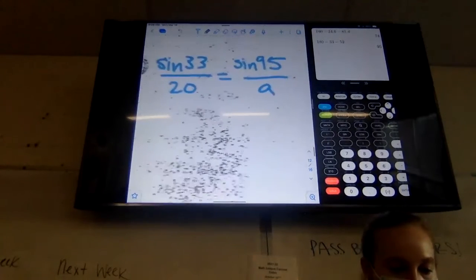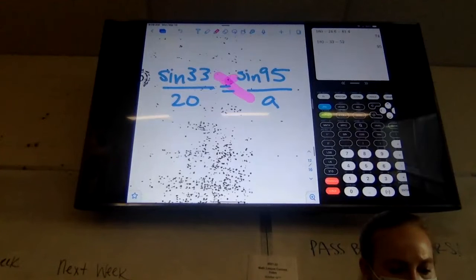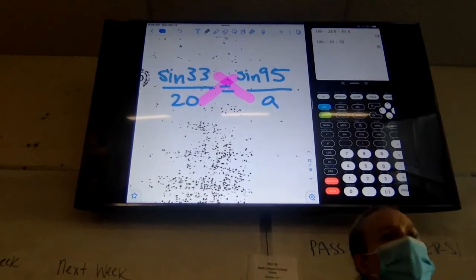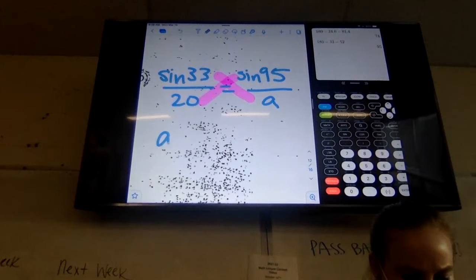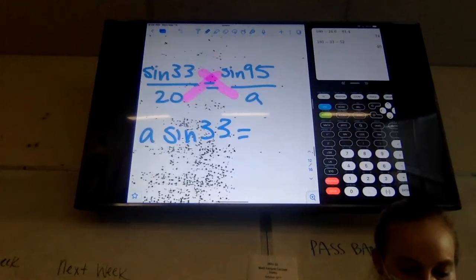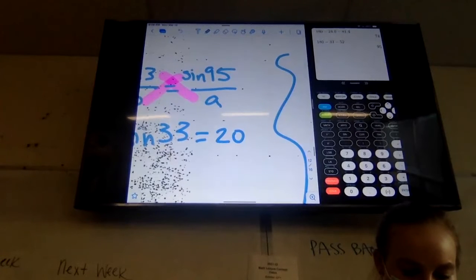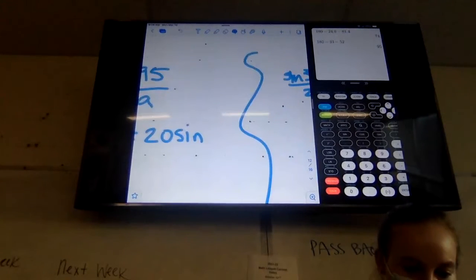And then we'll solve. You guys were pretty good at this last week, so I'm just going to solve, and you can watch my work if you want to. I know I've got some weird copier marks on this paper. Just ignore that. A times sine of 33 equals 20 times sine of 95.